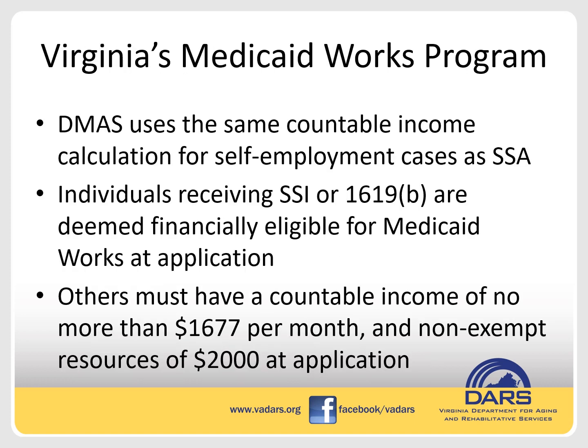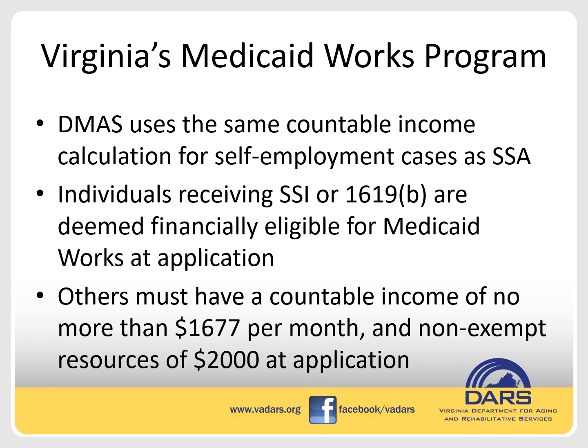Just wanted to talk to you for a quick minute about Virginia's Medicaid Works or Medicaid buy-in program. And Medicaid Works, just like 1619B, is also available for people who are self-employed, just as it would be for an employee, okay? And regardless of whether a person is an employee working for somebody else or a person who's self-employed, DMAS is required by law to use the same countable income calculations for self-employment cases as Social Security is, okay? So they're going to apply all the same deductions that Social Security would to determine an SSI check when determining how much income is countable for Medicaid Works.